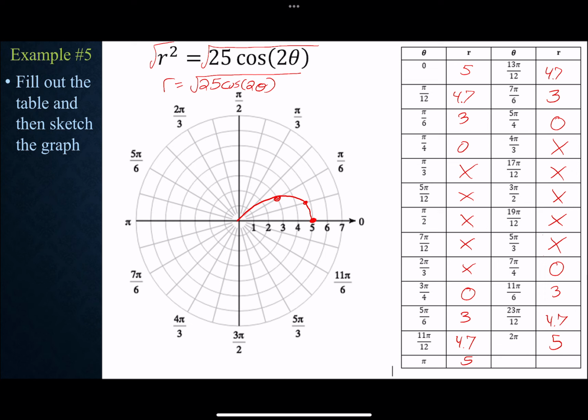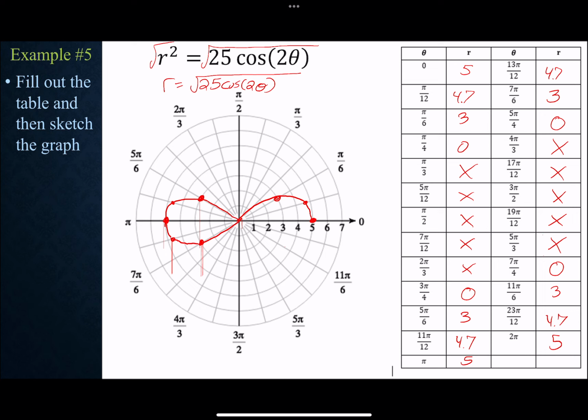Then 0 again is at 3 pi over 4, then it's 5 pi over 6, 3. So 1, 2, 3. There's our 5 pi over 6. 4.7 is going to be close to the 5, and then we're at the 5. And then back to the 4.7, back to the 3, and then back to 0. So we're creating this portion of our infinity symbol. Again, I'm not quite sure what the vertical lines are doing there. There's nothing wrong with my Apple Pencil. I'll work on that.